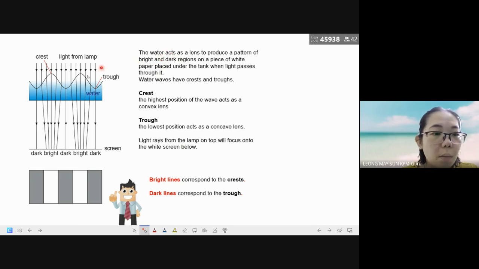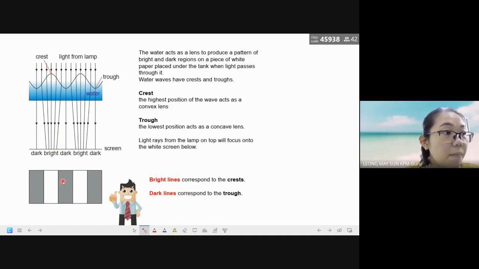So the water, when it moves up and down, will act like a lens to produce a pattern. When there's a dipper causing the water wave to move up and down, they will create crest and trough, a uniform motion of crest and trough. When you shine uniform light from the top, if it's a crest, when light passes through it, it will focus the light and produce bright fringes. When it's a trough, the minimum part, it will cause the light to move away from the location, so that will cause the dark fringes.